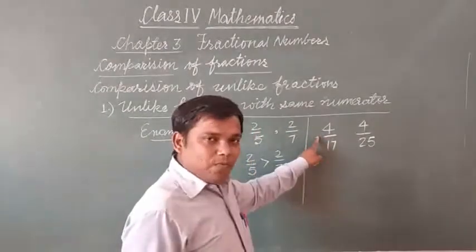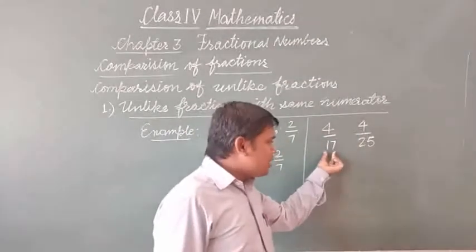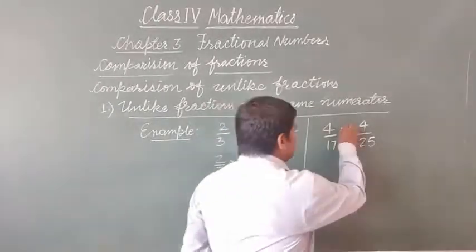In this fraction the denominator is 17 and in this fraction the denominator is 25. This denominator is smaller than this denominator, so this fraction is greater.